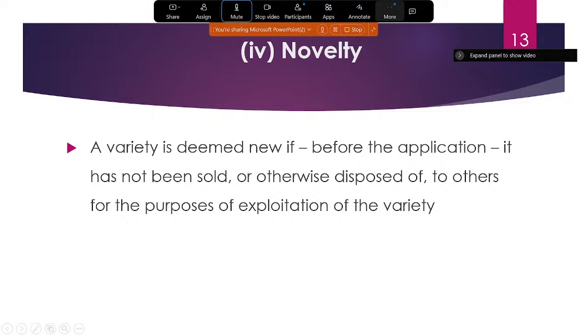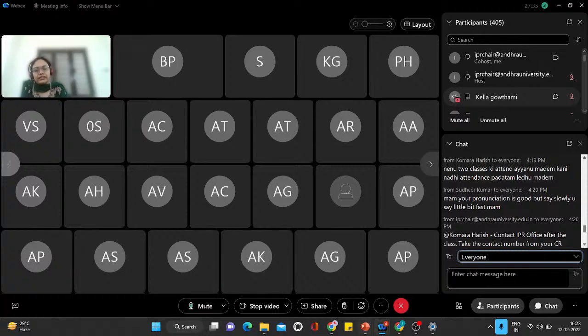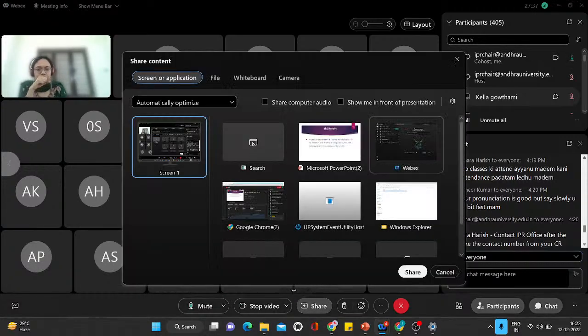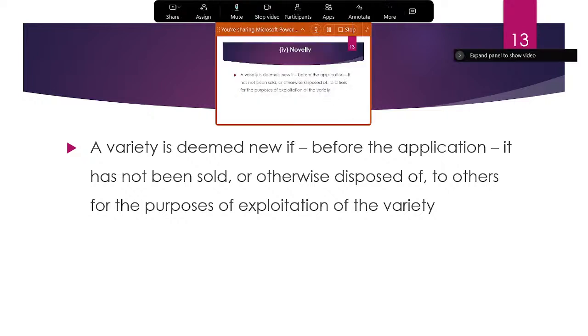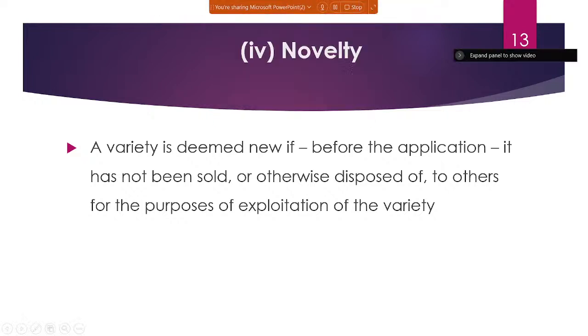And the last one is novelty. Novelty, you already know about it. Novelty is just new. New means novel, right? Newness, we call it novelty. So a variety is deemed to be new if before the IP application, it has not been sold or otherwise disposed of to others for the purpose of exploitation of the variety. So if it has not been sold, it will be called new.